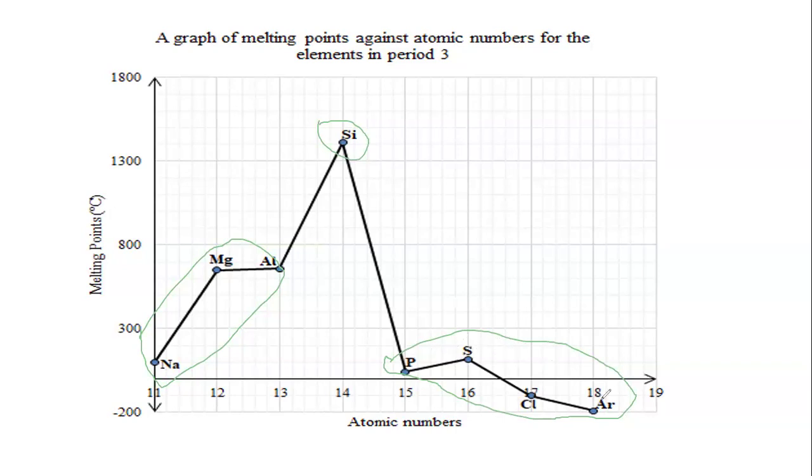Then to describe the variation in non-metals, in this area, guys, you also have to know the structure, which is simple molecular structure, the type of bonding between the molecules, and the factors that affect the strength of the bonds between the molecules.